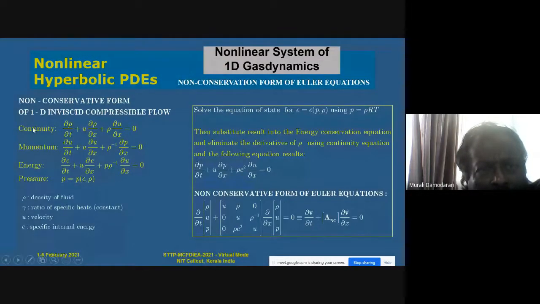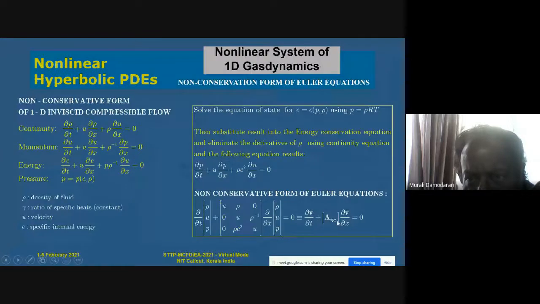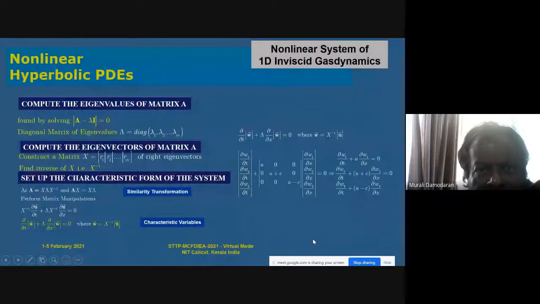And if you look at the non-conservation variables, you can write the equations in this form here. So this is written in this form here, and the other one in this form, this is the quasi-linear form. This is the conservative Jacobian matrix. This is the non-conservative Jacobian matrix. Okay, what we do, we can do a series of steps here, but I'm not going to tell you.